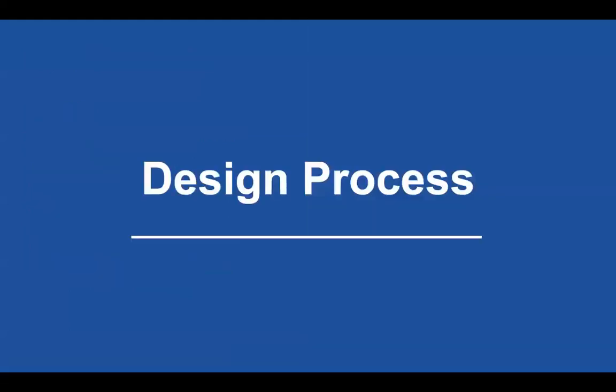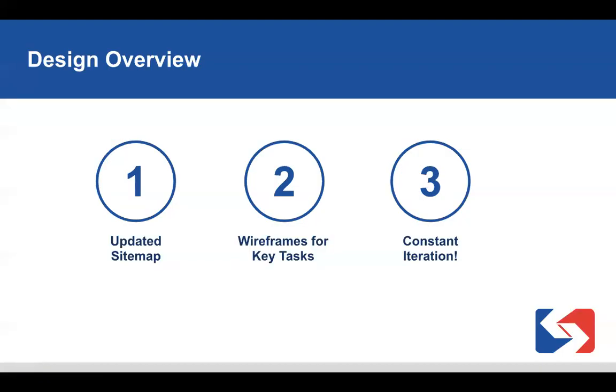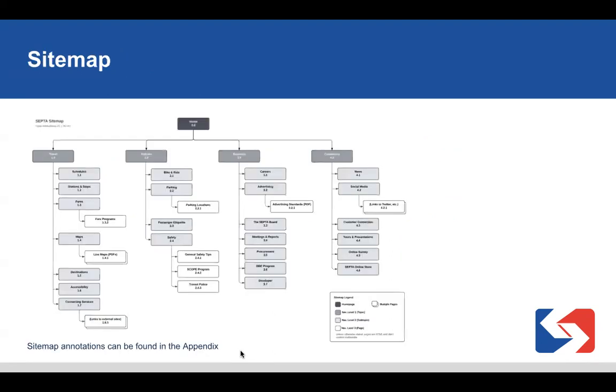So next, we'll talk a bit about the design process. There were 3 main aspects of this process. First was using the results of the testing to create an updated sitemap. The second was to create wireframes with Axure using the key tasks that I had defined earlier. And 3 was a general idea of constantly taking in feedback and changing the designs as needed.